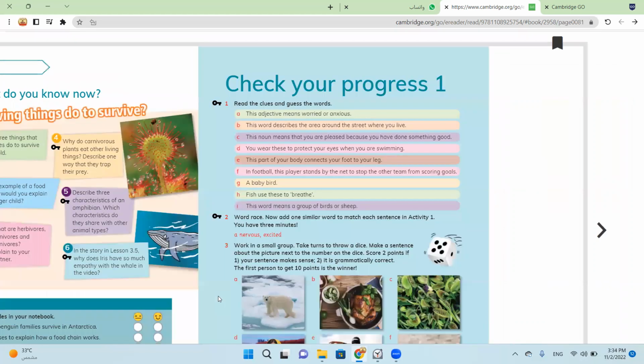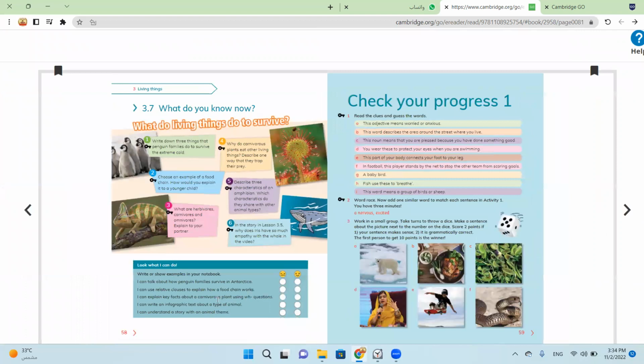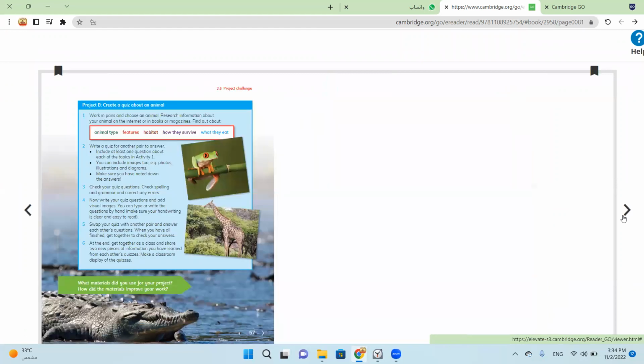Now, that's it for today. Next class, we will take the short story 3.5 and the check your progress 3.7. And then we can finish this unit.